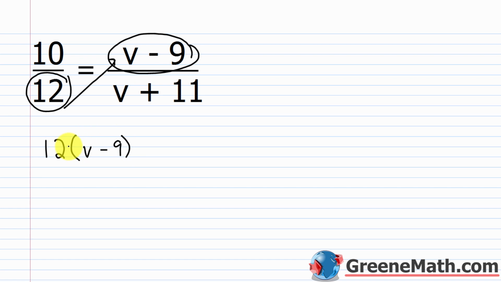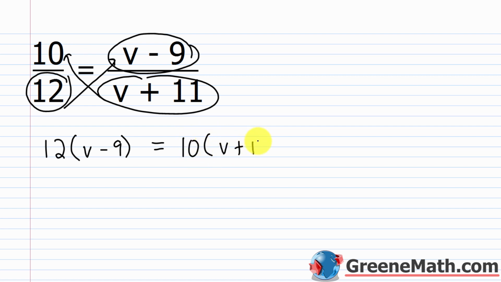I need 12 to multiply v and also negative 9. This is equal to this denominator, v plus 11, times this numerator, which is 10. Again, make sure you use parentheses. So 10 times the quantity v plus 11, right? This quantity. All right, so use our distributive property. 12 times v is 12v. Minus 12 times 9, that's 108. Then this equals 10 times v is 10v. Then plus 10 times 11 is 110.